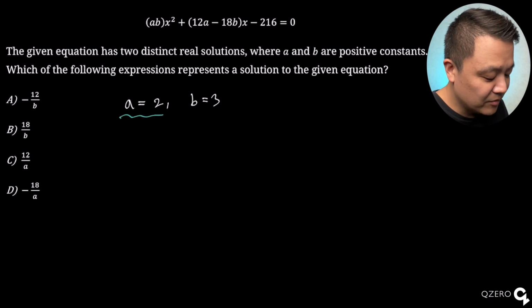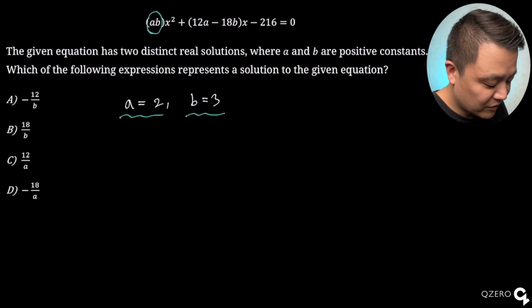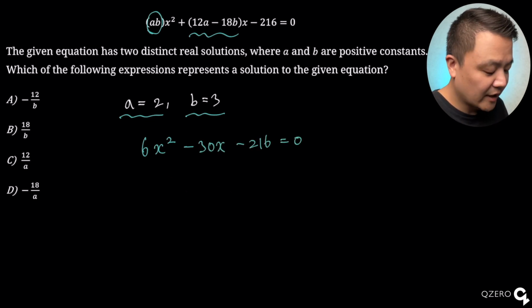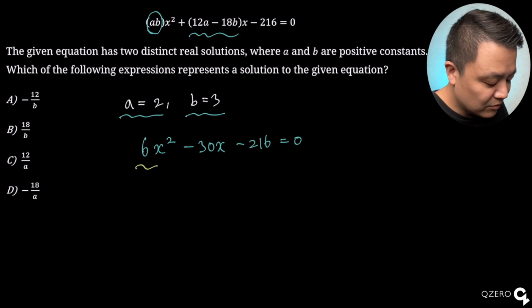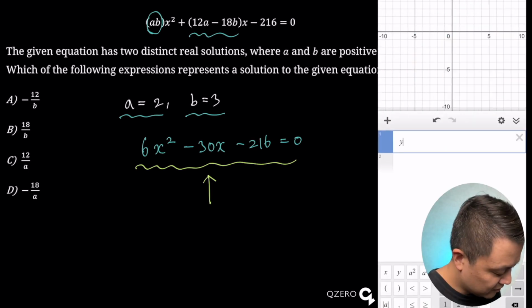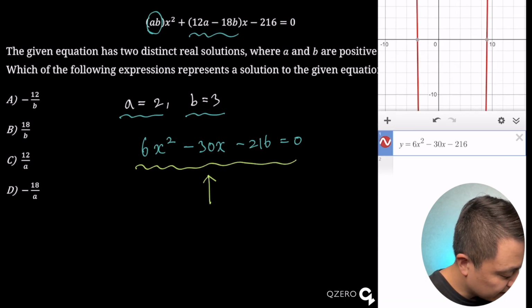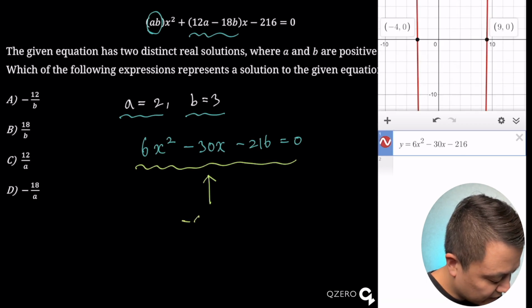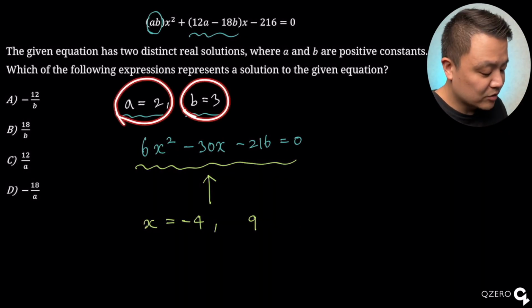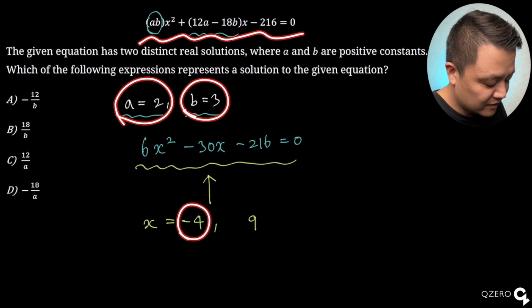If a equals 2 and b equals 3, then the quadratic coefficient is 6 and the linear coefficient is 24 minus 54, that is negative 30. So this is the quadratic equation if a equals 2 and b equals 3. And finding the solution to this quadratic equation is very easy because we have nice numbers. So I'm just going to draw the graph of that quadratic equation, 6x squared minus 30x minus 216. We're looking for x-intercepts. We have negative 4 and 9. So if a equals 2 and b equals 3, that quadratic equation is supposed to have these two solutions.